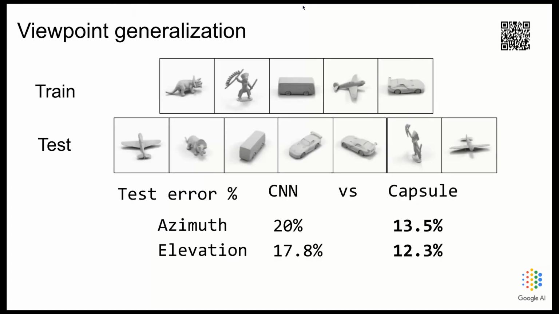We also tested capsule networks on their ability to generalize to new viewpoints. We train on only 1/3 of available viewpoints in the NORB dataset. At test time, we ask it to extrapolate to new viewpoints. We compare capsule network results with a baseline CNN. Capsules have significantly lower test error in this task.